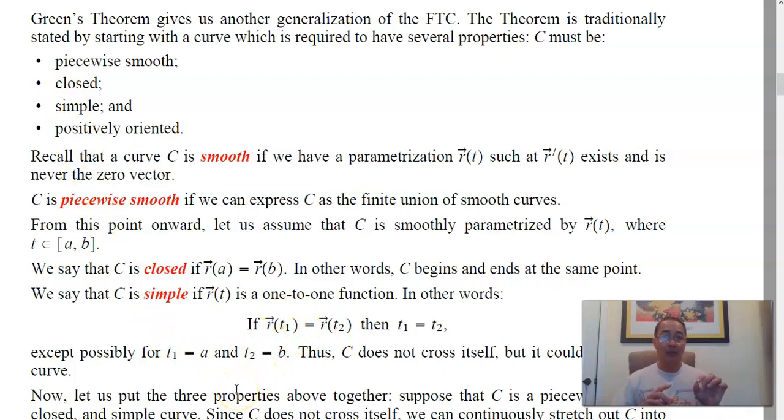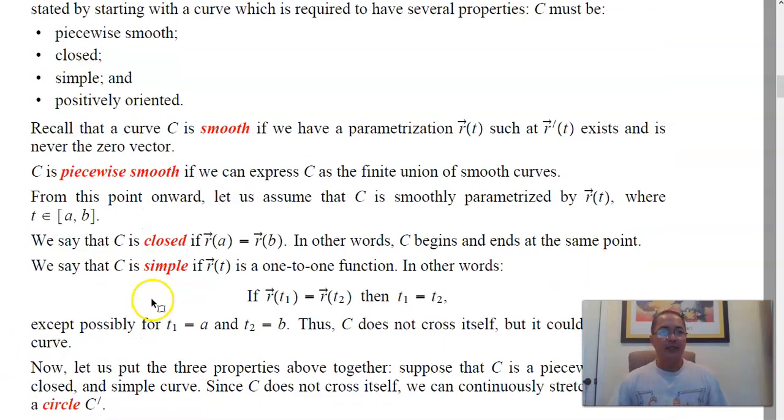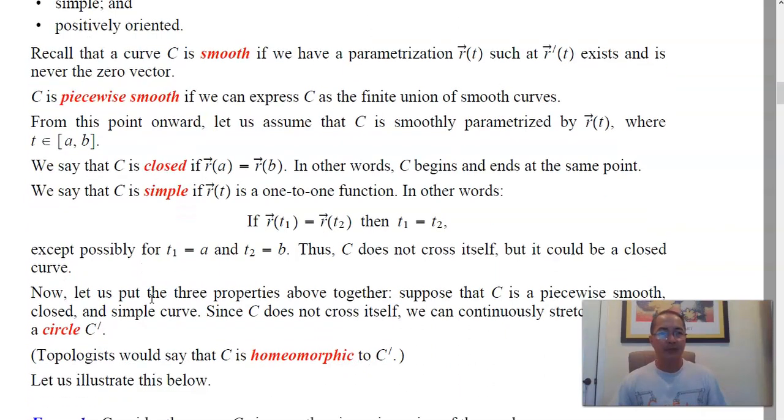But otherwise you can't cross yourself, so you can't do this. If you go back to a point where you already were, then you're not a simple curve. The last condition is probably the most mysterious one. It has to be positively oriented.